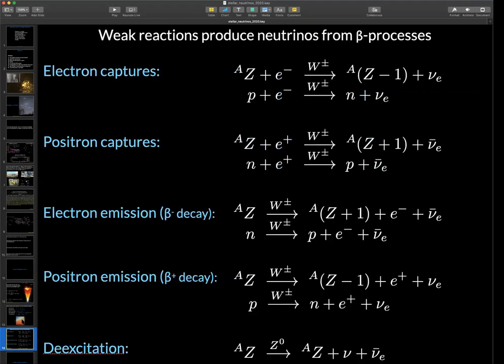In addition to thermal processes, there are also neutrinos from beta processes. So you have electron captures, a dominant process.